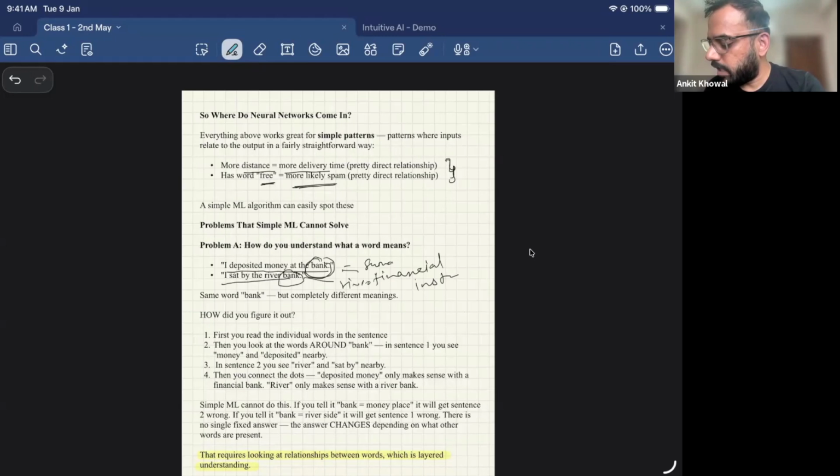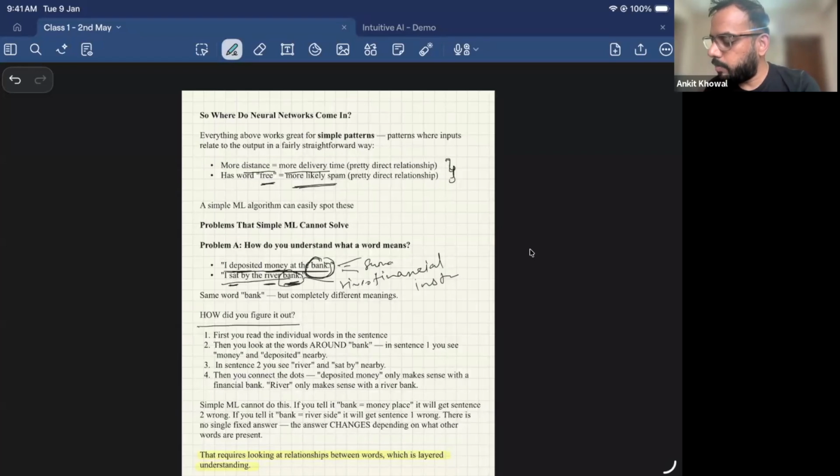If you look at these two sentences, how do humans figure it out? I look at the whole sentence: I deposited money at the bank. I see the words money and deposited, and from that I can infer that it's a financial institution I'm talking about in this sentence. And I sat by the river bank. Here I see river coming before the bank, and sat also, so I can infer that bank is a water body that I'm talking about. It's not very easy.